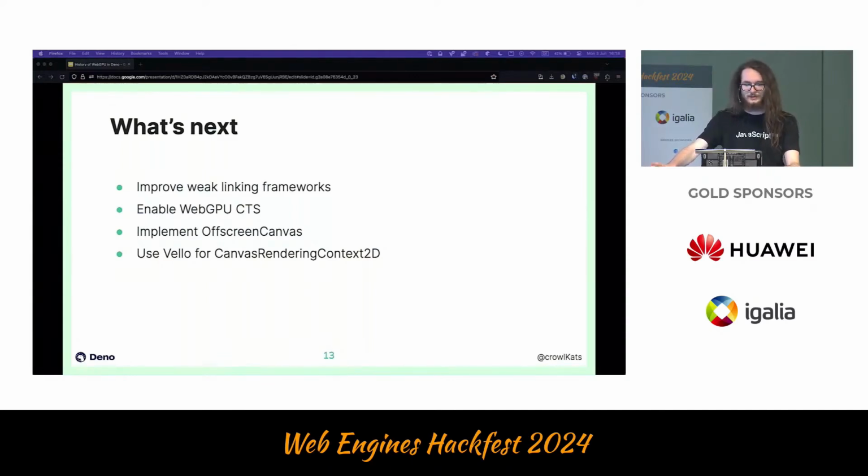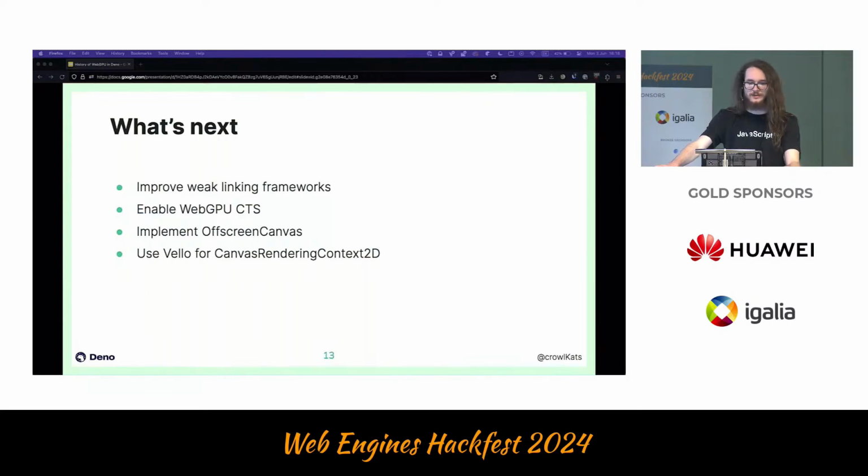We also need to enable the WebGPU CTS. We have the runner, but it's not being run yet due to various complications. And after recently adding support for APIs like image data and image bitmap, the next step is implementing offscreen canvas in Deno, which I'm currently undertaking and is nearly complete.